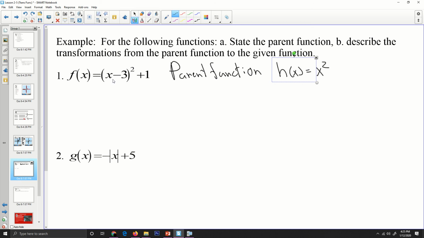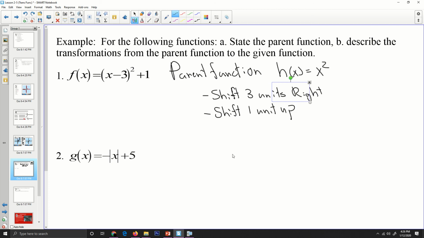And this -3, well, in the last couple, when we added to the variable, that was a shift to the left 2 units. So when I subtract, that's going to be a shift 3 units right. And the last one, when I subtracted, that was down. So this is an F. Oh, shoot. I almost had a curse word on a school video, but that is an F. Anyway, this is going to be a shift 1 unit up.